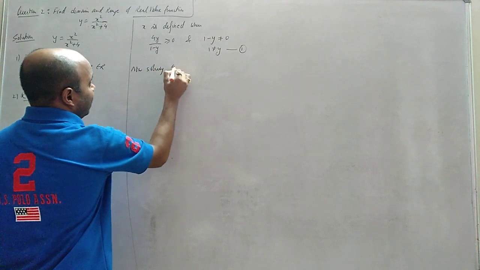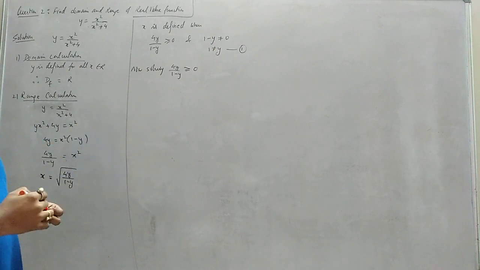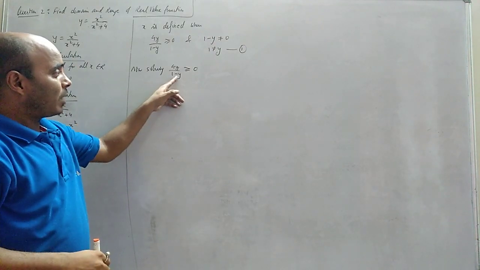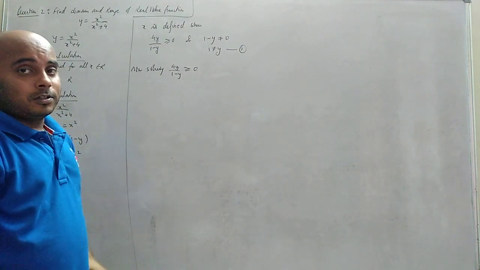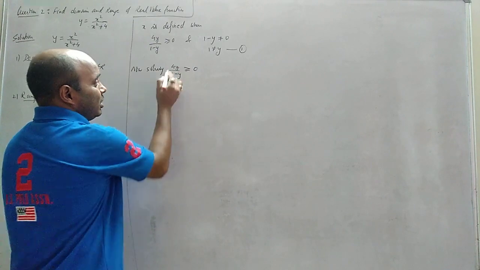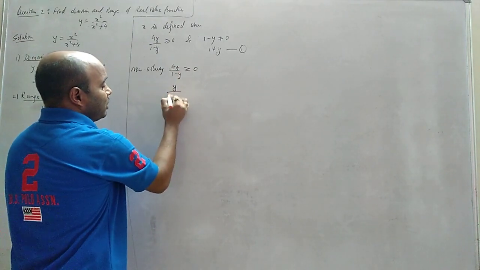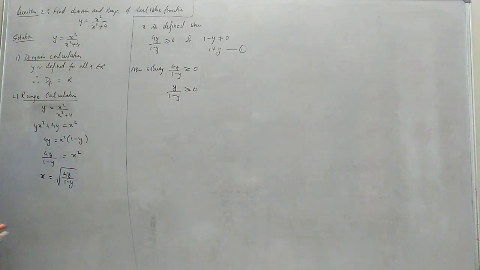Now solving the second part, 4y by 1 minus y greater than or equals to 0. So how to solve this? This is an inequality. Can we shift 1 minus y to that side? No, because this is a variable. But can we shift 4 to this side? Yes, that is a constant. It is a positive constant. So 4 will shift and it will come like this. Clear? Understood, class? So we can shift the 4 to that side, no issue.